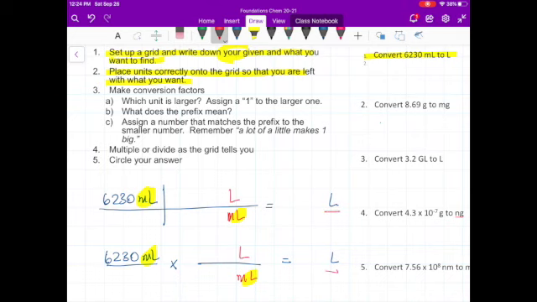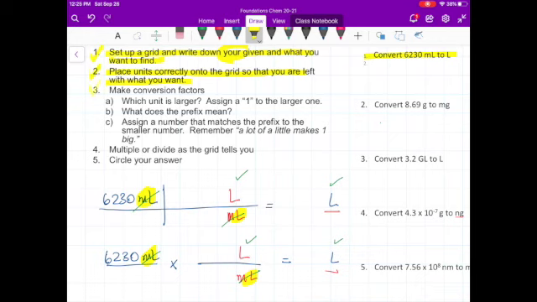Now look what's happening. Because math says anything divided by itself is 1, that divided by itself is 1, and I'm left with what I want. Same thing over here. This divided by itself is 1, and I'm left with what I want. So I've set up my grid. Boom, done. I placed the units correctly on the grid.